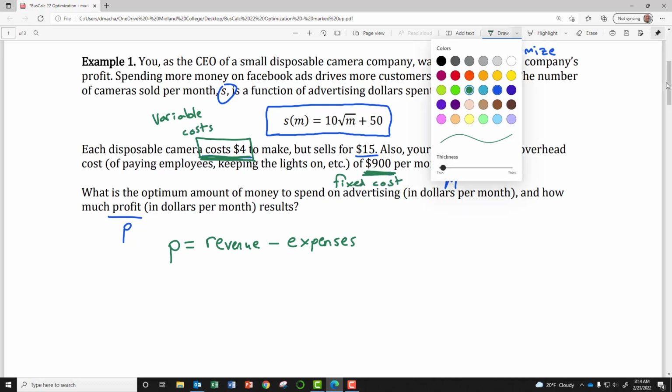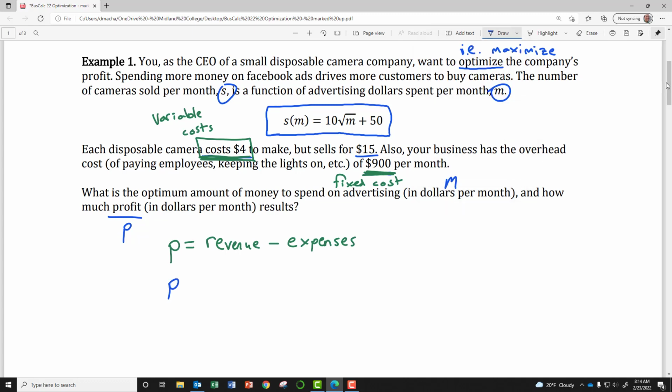And so when we go about calculating our profit here, our revenue is going to be $15 per camera. So remember, I'm using lowercase s to represent the number of cameras sold. And each camera sells for $15. So my revenue is just 15 times the number of cameras sold. Minus the expenses, and among my expenses are $4 for every camera sold, because each camera costs $4 to make. That's my variable cost. Minus 900, and it's just plain 900 because it's invariant based on the number of cameras sold. This is my fixed cost per month. So this is my formula for profit.